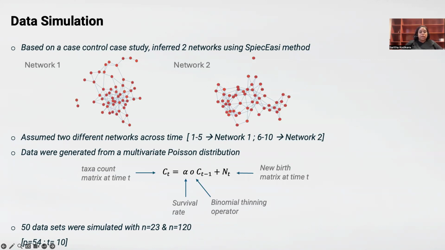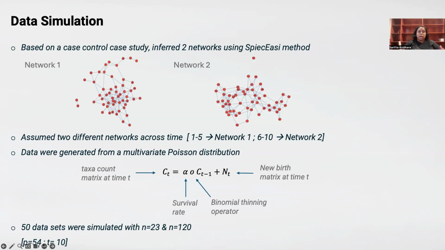In my simulation, I have 10 time points, and I assume from time 1 to time 5, I have network 1, and from time 6 to time 10, the data is generated from network 2. So there's a network change from day 6 onwards. The data are generated using a multivariate Poisson distribution, using a copula method. And it's basically a very simple idea again.